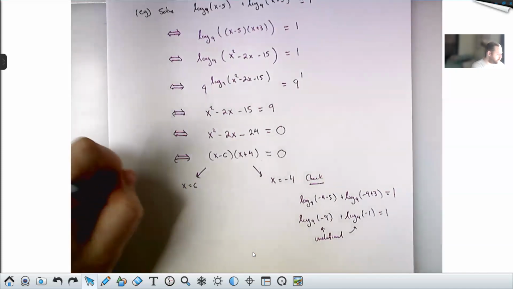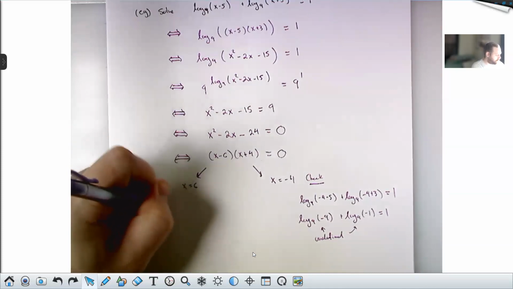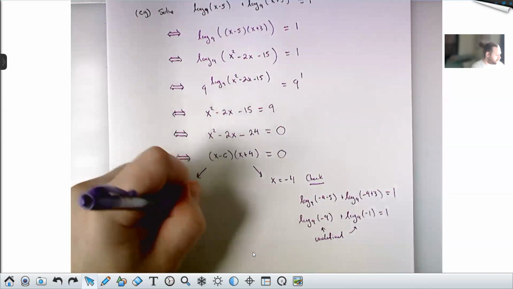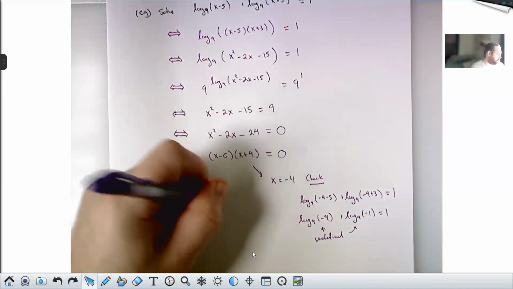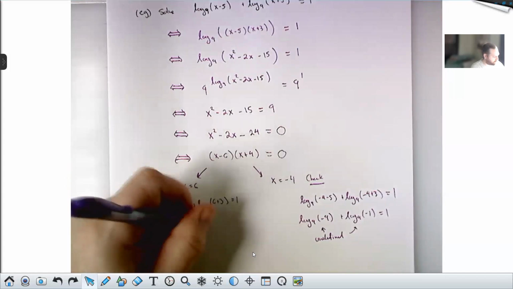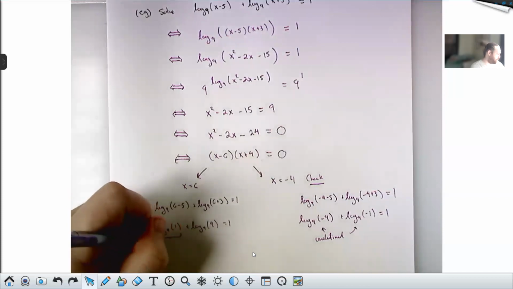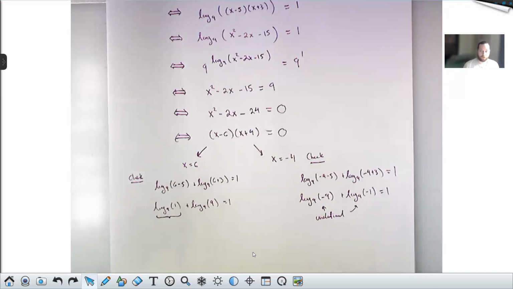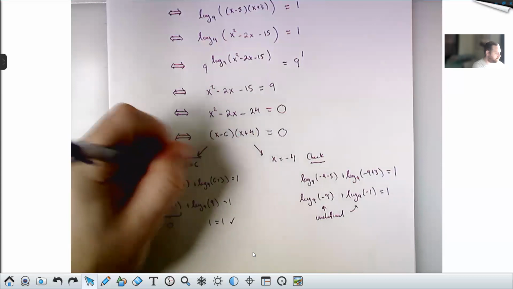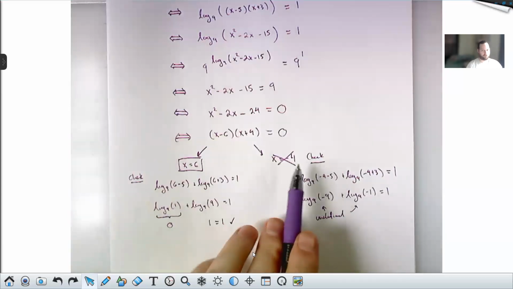X equals 6, on the other hand, we should also check, because it's not about the x being negative, it's about the inside of the log being negative. But here I get the base 9 log of 6 minus 5 plus the base 9 log of 6 plus 3 equals 1. It's the base 9 log of 1 plus the base 9 log of 9 equals 1. Pause for a second if you must. What is the base 9 log of 1? It's the same as the base 2 log of 1, or the ln of 1, or the base pi log of 1. That is 0. And the base 9 log of 9, that is 1. So this just says 1 equals 1, which is true. All right. So we hold on to this guy. Throw this guy away. He is what's called an extraneous solution.